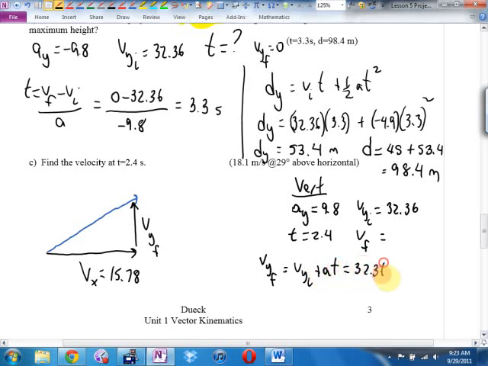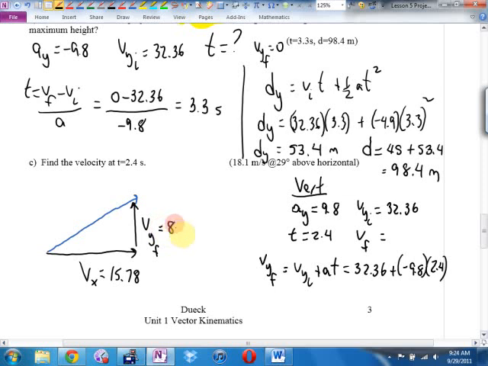Question, Mitch? Is that okay? After 2.4 seconds, I'm still traveling horizontally at 15.78, but what's my vertical velocity after 2.4 seconds? It's slowing down. What do you get? 8.84? Probably depends whether you used a rounded off version. 8.84 meters per second.